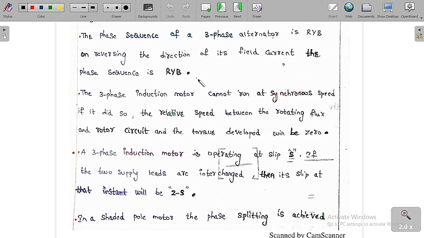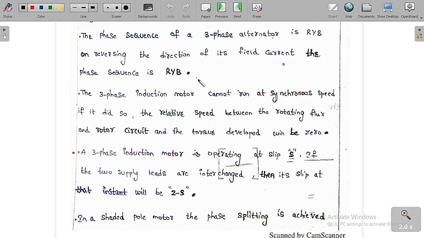I've already told you, if you change the DC supply polarity of the field winding, the field current is going to get reverse direction. The north and south poles induced are going to get changed, but still you are going to get the same phase sequence R Y B.